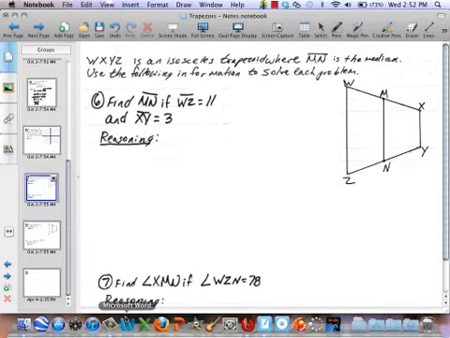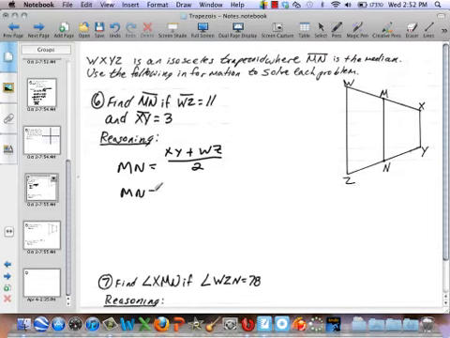Okay guys, find MN if WZ is 11 and XY is 3. What is MN? It's the median. How do you find the length of the median? Add the 2 bases, divide by 2. So MN is XY plus WZ all over 2. So MN is 3 plus 11 over 2, which is 14 over 2, equals 7.